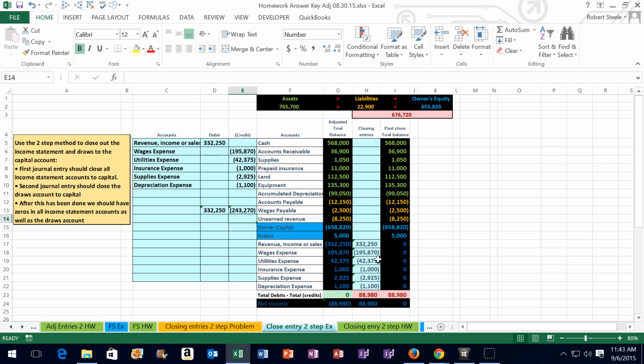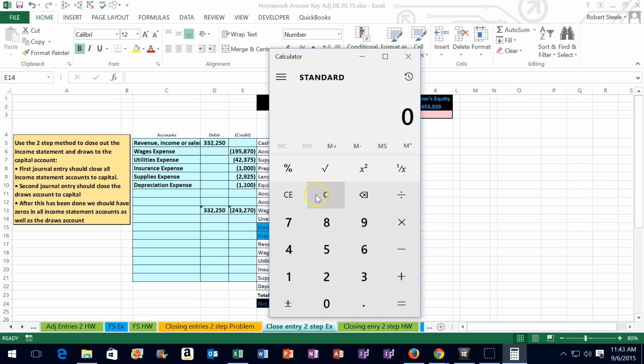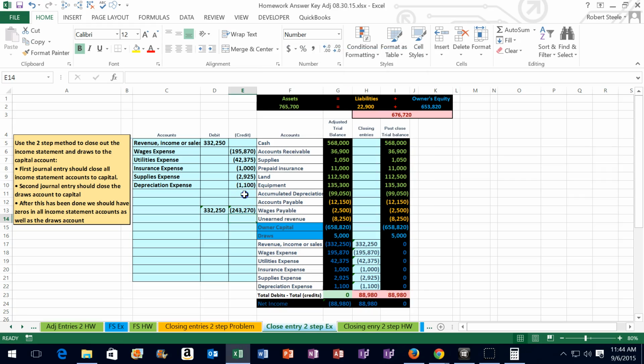What do I need to plug in here to remain in balance? So if the debits add up to 332,250 and the credits are 243,270, then we need, of course, a plug of 88,980. It needs to be on the credit side. So if I was to put in that plug here, the 88,980, it should be a credit, negative 88,980, that will then put us in balance there. So the only question is, what account do we post that to?